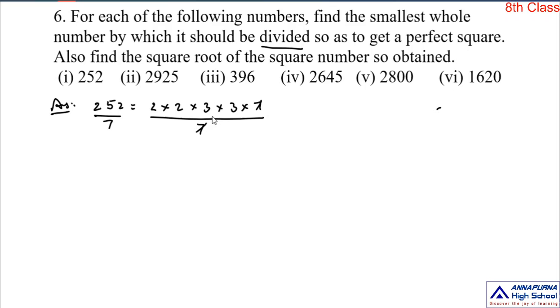So what is the smallest number that we divide to get a perfect square number? Yes, that number is 7. Why? Because 7 has no pair in this prime factorization. Here we present that clearly.